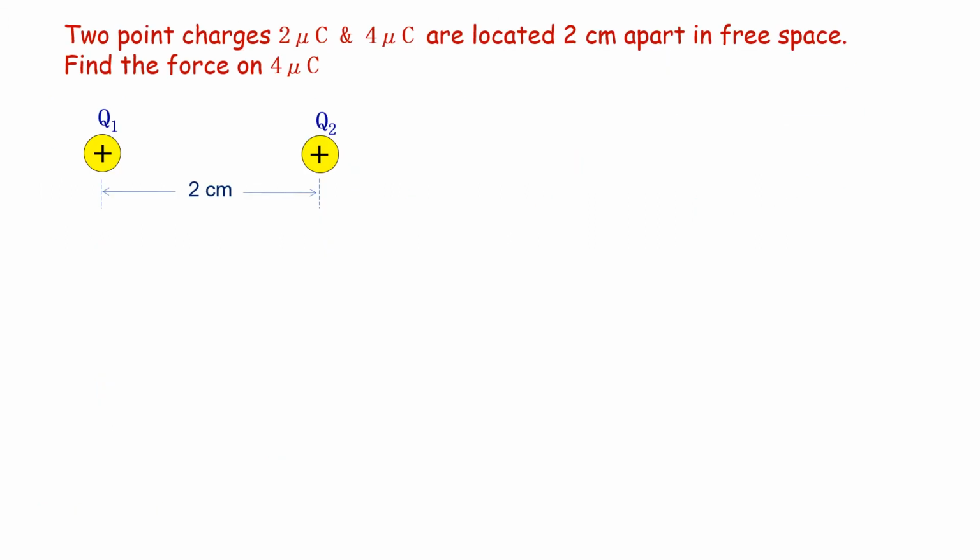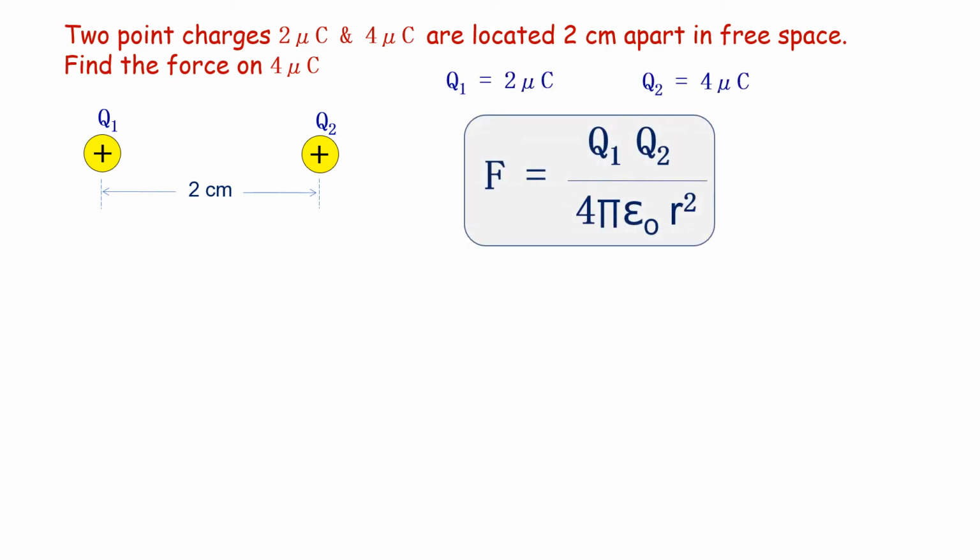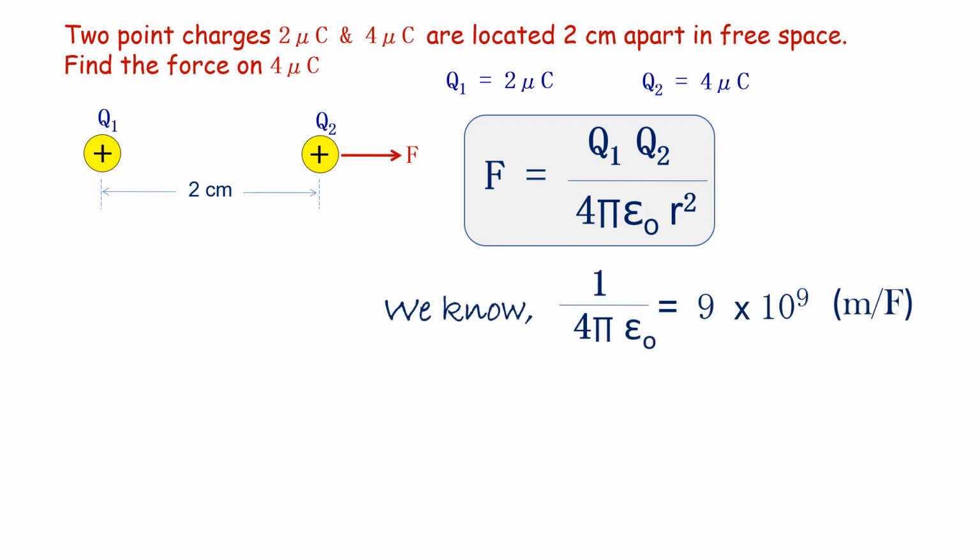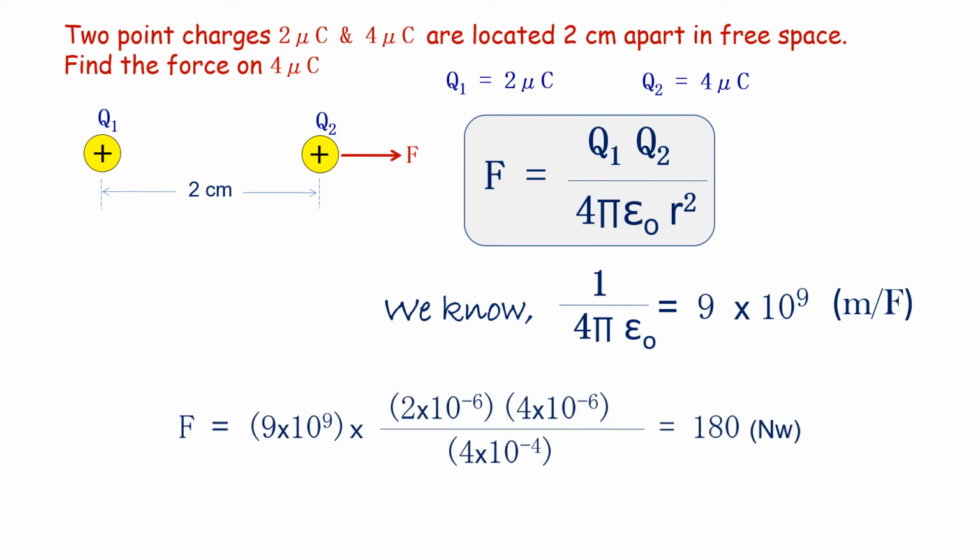Two point charges are located 2 centimeters apart in free space as shown in the figure. Find the force on Q2. Here you have Q1 and Q2 values. We know the force is equal to Q1 Q2 by 4 pi epsilon naught R square. The force would be away from Q1 in the direction shown. We know 1 by 4 pi epsilon naught is 9 into 10 to the power of 9. By substituting Q1 and Q2 in coulombs and R in meters, we get the force as 180 newtons, the answer.